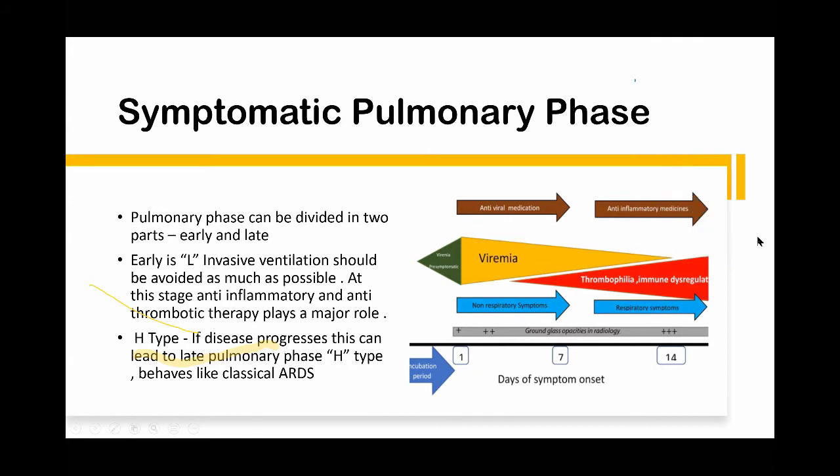So the pulmonary phase can be divided into two parts, that is the early phase and the late phase. As I said, our focus is all on the early phase. We try to give anti-inflammatory therapy and prevent going into the late phase, which is the classic ARDS phase.